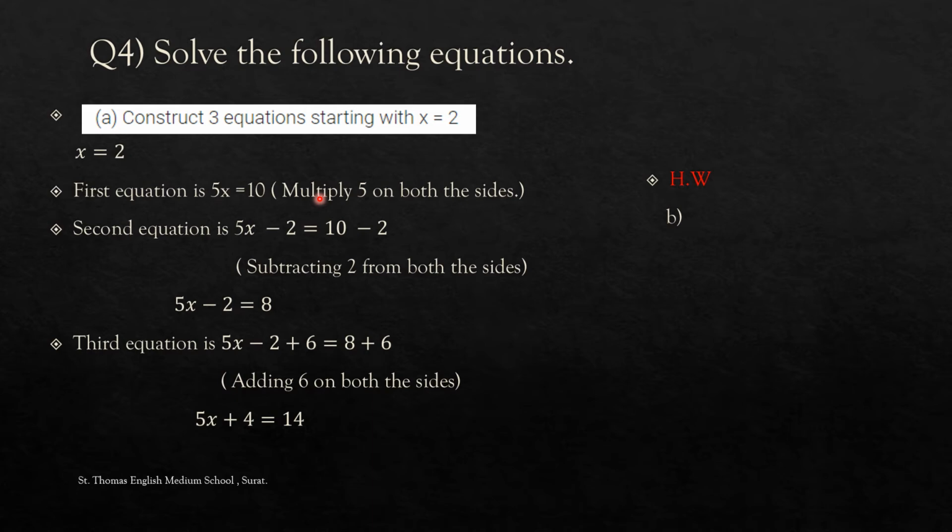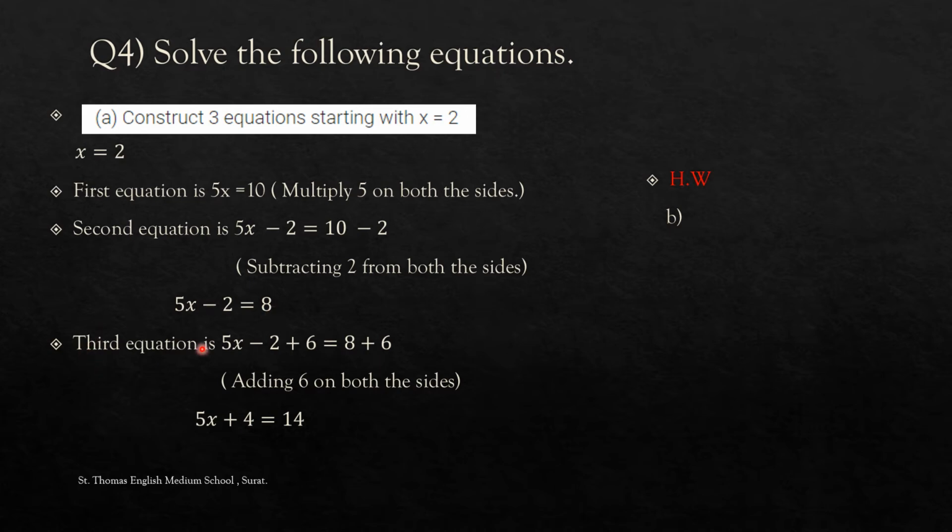So that we can do subtraction, then multiplication. Clear? The second equation is subtracting 2 from both the sides. So here subtract 2 from both the sides. That is 5x is equal to 10. So you have to subtract 2. So 5x minus 2, and the same answer is 10 minus 2. 5x minus 2 is equal to 10 minus 2, that is 8. So this will be the second equation.